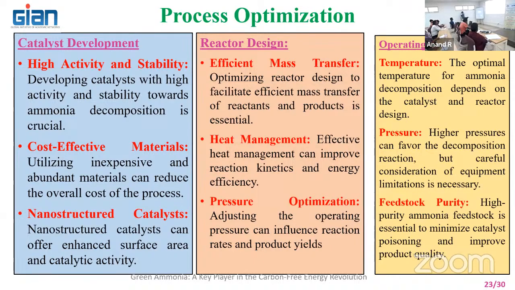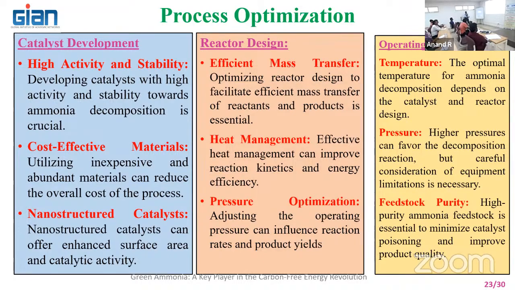How much is the conversion? How much is the actual conversion if you go for the empirical and thermal mode of heating? That's going to be the question. Okay, so efficient mass transfer: optimizing the reactor design to facilitate efficient mass transfer of reactants and products is essential. How much is entering? How much is leaving? We need to ensure that if you are sending around 1 ton per hour of ammonia into the reactor, the combination of hydrogen should have the same value.